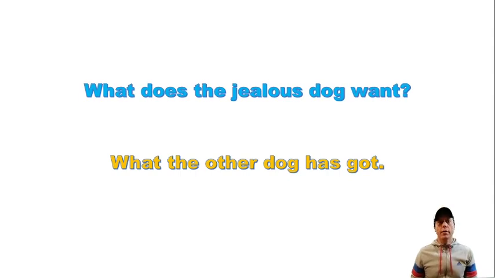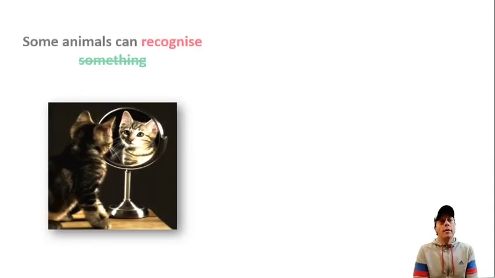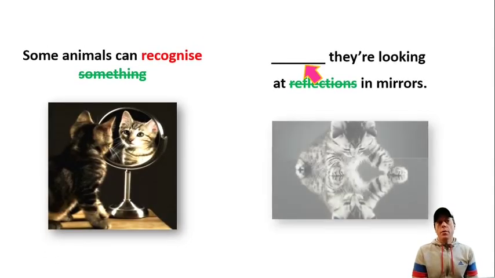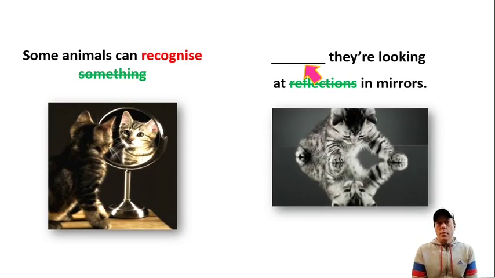Let's look at another example. This time the verb is recognize. Some animals can recognize something. They're looking at reflections in mirrors. So it's not just the word reflections, it's more complicated than that. So we build the sentence and we take the key information and substitute it for a pronoun. So we need to know what pronoun to use in substitution for reflections.